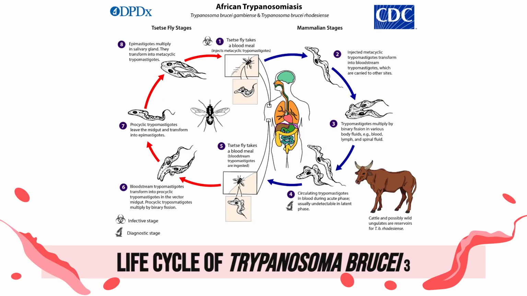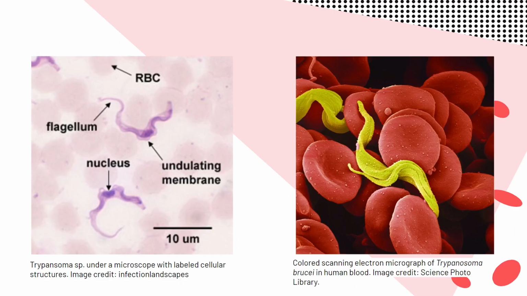Moving on to the life cycle of Trypanosoma brucei, we see that it is transported via the tsetse fly, which acts as a vector. Humans are the primary host, and cattle or other wild ungulates act as the reservoir host. Here we have a microscopic view of Trypanosoma with labeled cellular structures and an image of Trypanosoma brucei in human blood under the electron micrograph.